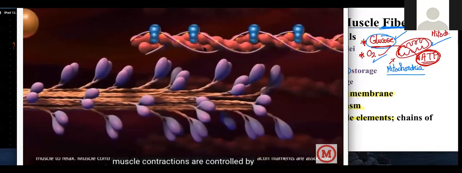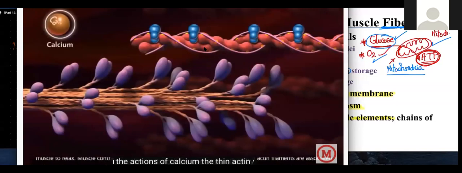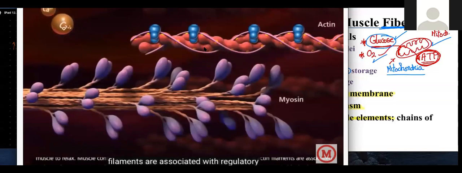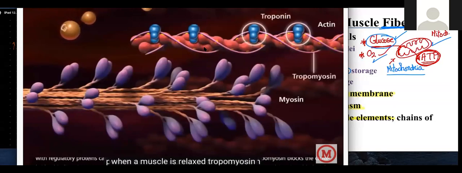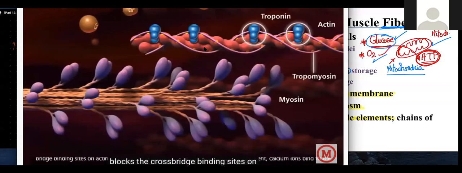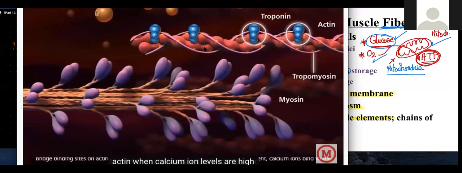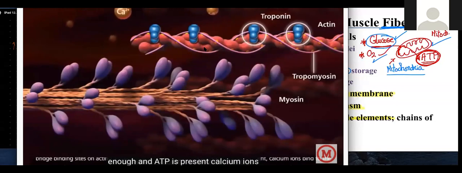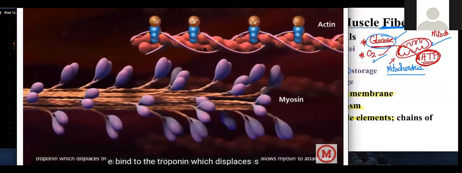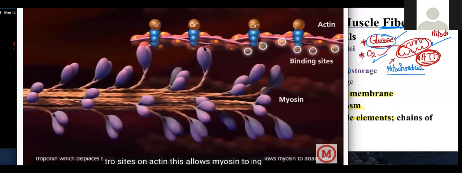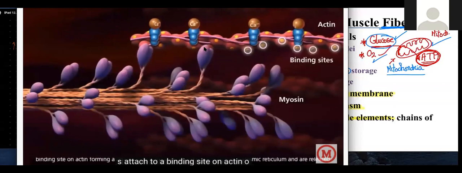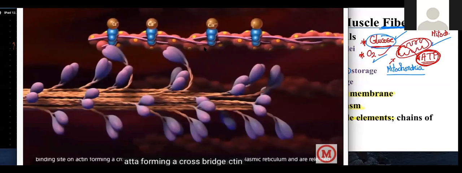Muscle contractions are controlled by the actions of calcium. The thin actin filaments are associated with regulatory proteins called troponin and tropomyosin. When a muscle is relaxed, tropomyosin blocks the cross-bridge binding sites on actin. When calcium ion levels are high enough and ATP is present, calcium ions bind to the troponin, which displaces tropomyosin, exposing the myosin binding sites on actin. This allows myosin to attach to a binding site on actin, forming a cross bridge.